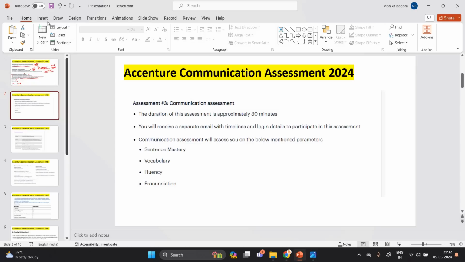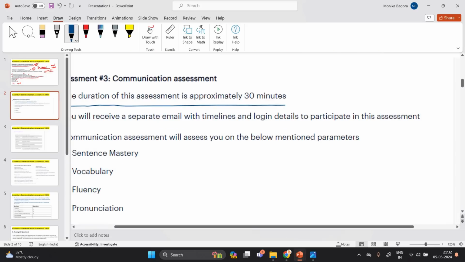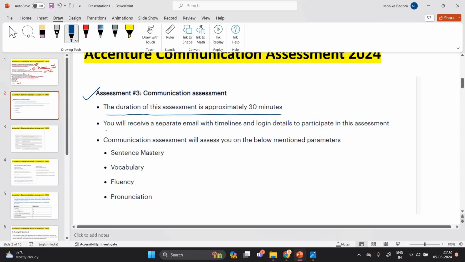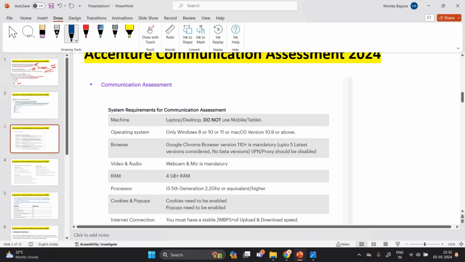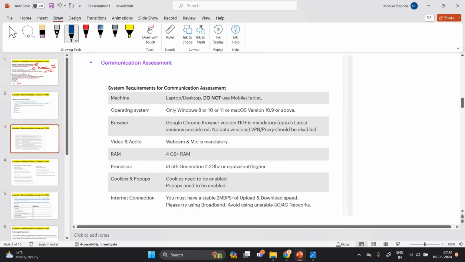As I already said, the duration of the assessment is approximately 30 minutes. You will receive a separate email with timelines and login details to participate in the assessment. It assesses sentence mastery, vocabulary, fluency and pronunciation. Let's discuss the important points related to the communication assessment.